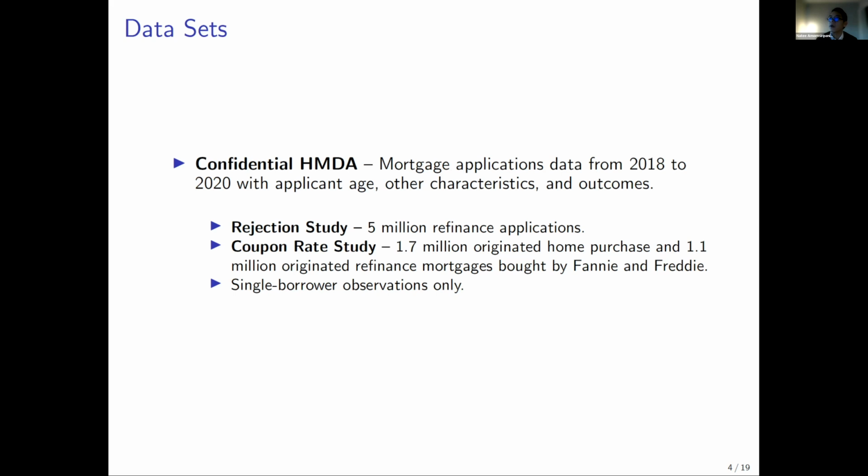So this paper can be broken down into 2 parts. The first being the rejection study. For this part, I'm looking at 5 million refinance mortgage applications associated with a single borrower. I'm looking at single borrower applications because it's much simpler, because for cases where there are 2 borrowers, it's more difficult to think about whose age I should be looking at.